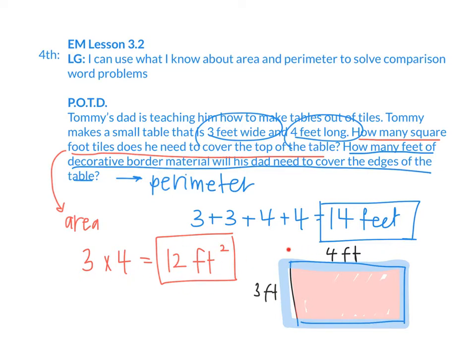Then to find out how many feet of decorative border we'll need to cover the edges, that's the same as finding the perimeter. So we add the length, 3 feet, plus the width, 4 feet, plus the length, 3 feet, plus the width, 4 feet, to get a total of 14 feet altogether.